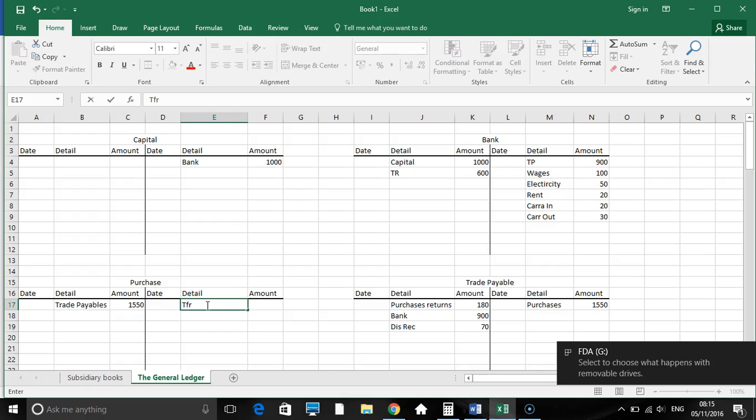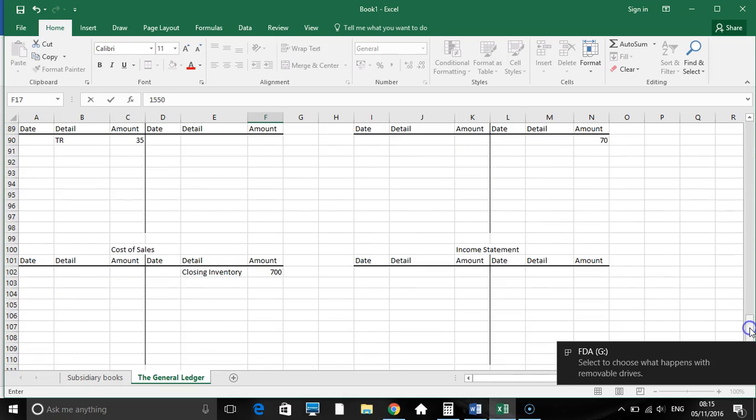The first thing I do is I transfer purchases to my cost of sales. 1550. So I credit purchases and therefore debit cost of sales. That's where I'm going with this.